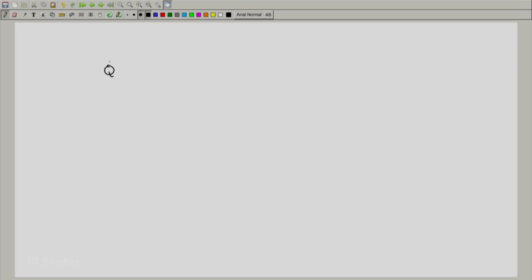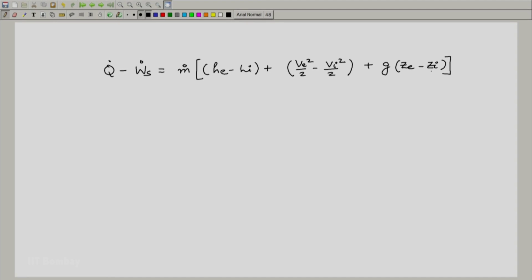We just write down the first law for steady state. It is not mentioned that it is a steady state problem, but one can assume that the turbine is operating at steady state. So, we just write down the first law for steady state, which is as follows. The first law was written as Q dot minus W dot s is equal to m dot multiplied by the difference in the specific enthalpy, the difference in the kinetic energy and the difference in the potential energy.